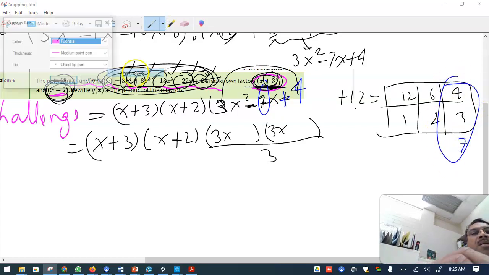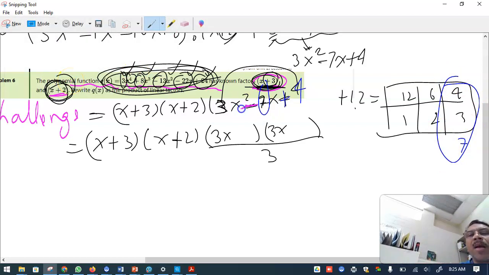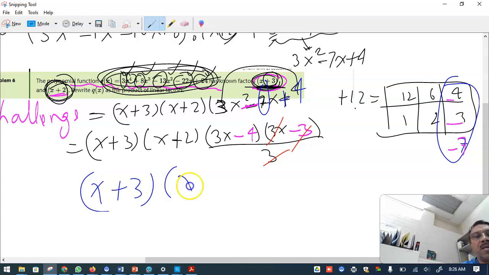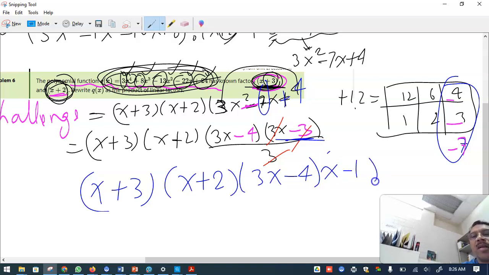And because there is a minus, the best is to use both minus, so that we get minus 7. So we get minus 4 and minus 3. And then we can cross out this 3 with this 3, and you end up getting the linear factors x plus 2, then 3x minus 4, and then x minus 1, and you're done.